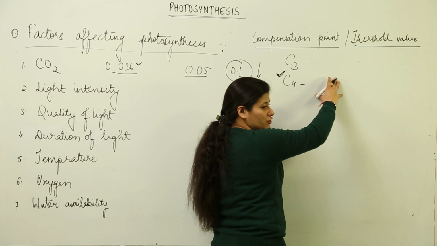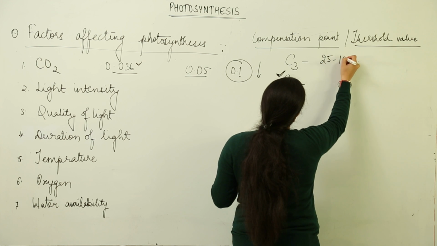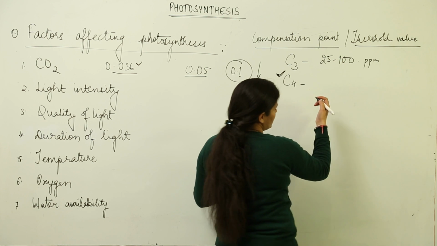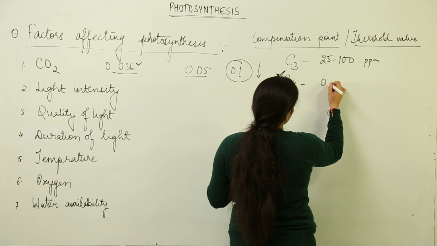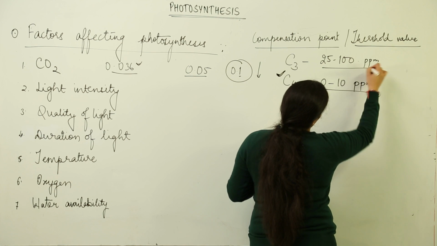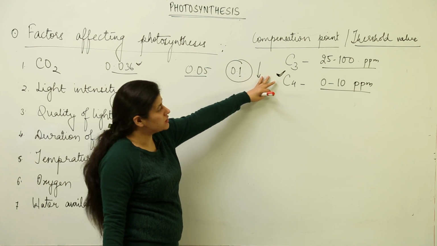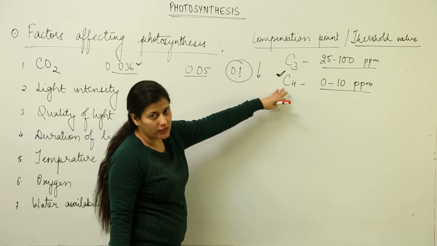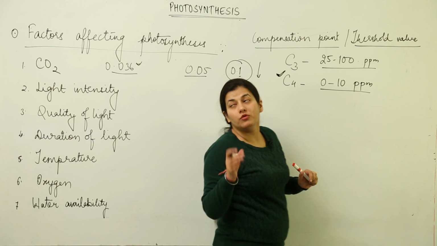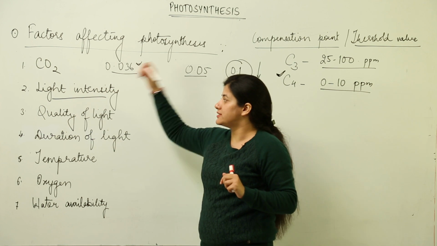So, the compensation point, or the threshold value, the concentration of carbon dioxide in the atmosphere which is most suitable for C3 plants ranges between 25 to 100 parts per million in the atmosphere, while C4 plants can perform photosynthesis quite well at such low concentrations as well. Okay, so these are the two optimum ranges which these plants require when they are provided with carbon dioxide, then they can perform photosynthesis in a better way. Moving further, we have the next factor, that is light intensity.